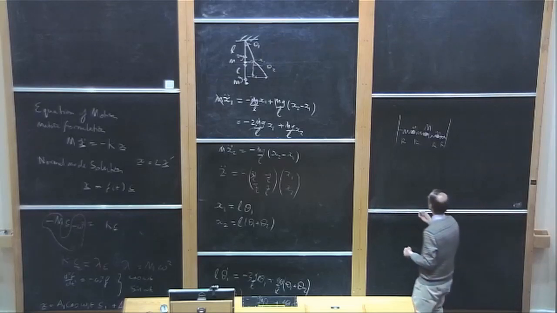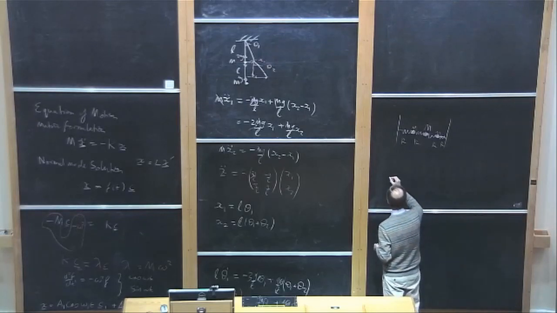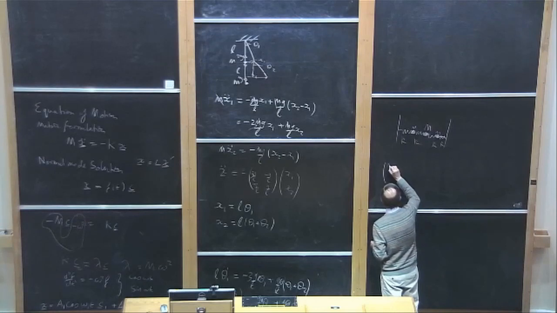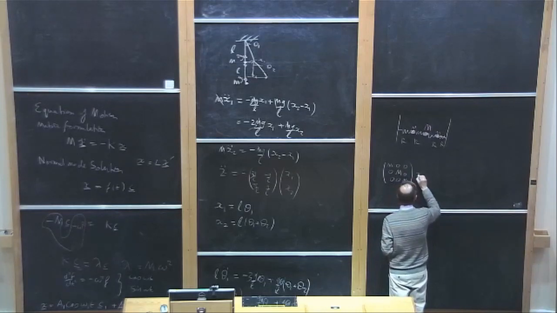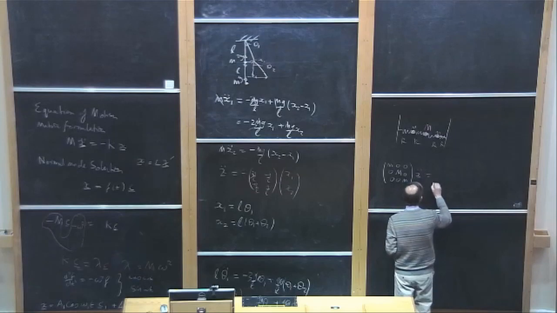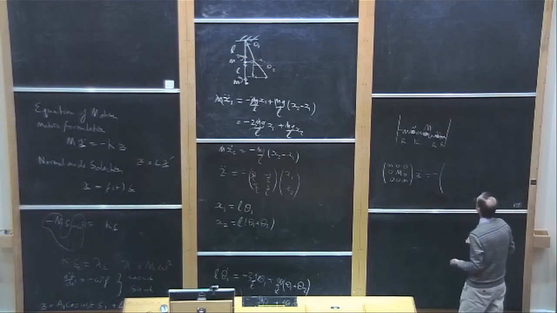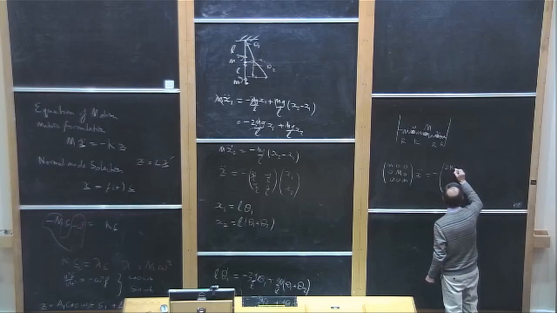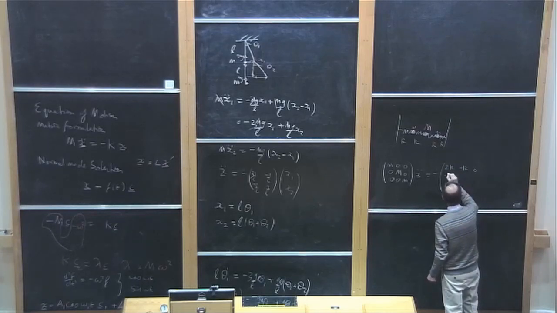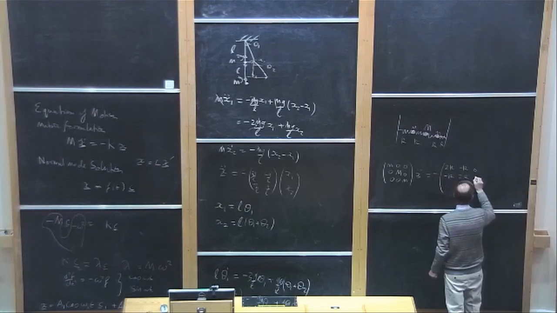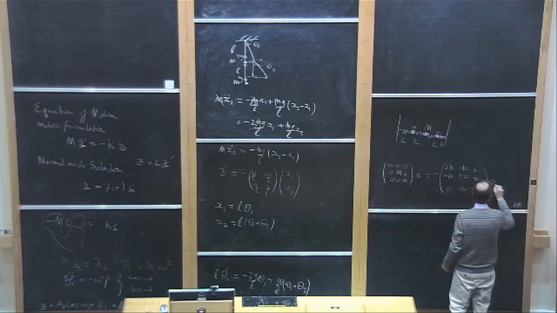I think we can immediately write down the equations of motion, which are the matrix m 0 0, 0 M 0, 0 0 little m, times x double dot, equals minus the matrix 2k, minus k, 0, minus k, 2k, minus k, 0, minus k, 2k, times x.